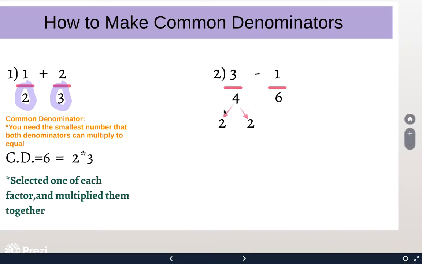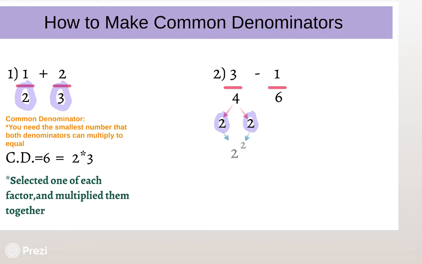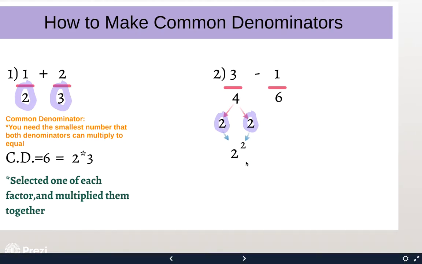Okay, so 4 will break down into 2 and 2, which simplifies to be 2 squared. Okay, so 4 factors down to 2 squared. Okay, now let's think of the things that go into 6.